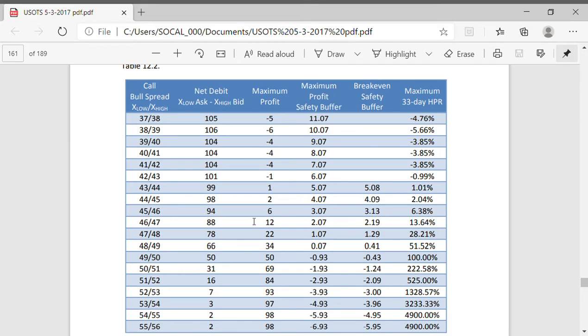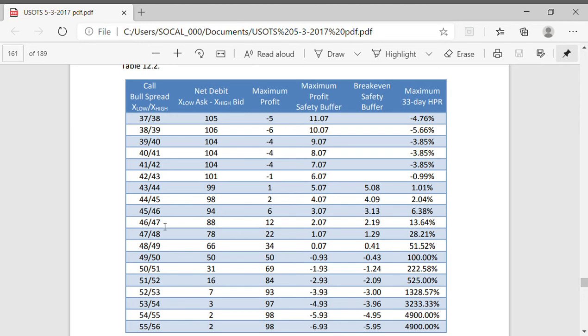Okay? And what if we bought a 46-47 call bull spread, buying the 46, writing the 47? Well, the net cash flow there to open is $88. Of course, it's less expensive because it's less likely to be a winner. Because in order for the 46-47 call bull spread to be worth $100 at option expiration, the stock price has to be 47 or higher. And the probability of the stock price being 47 or higher is of course lower than the probability of the stock price being 46 or higher. So this is a riskier call.